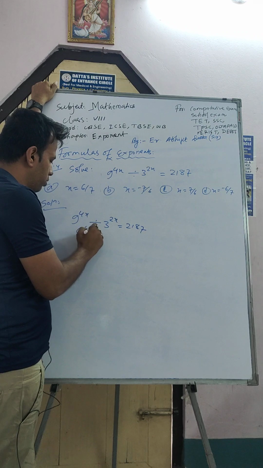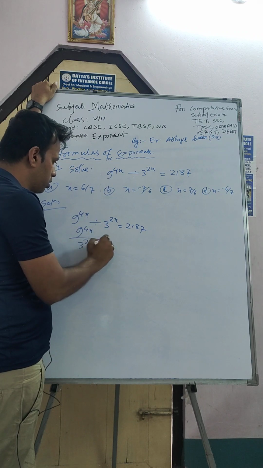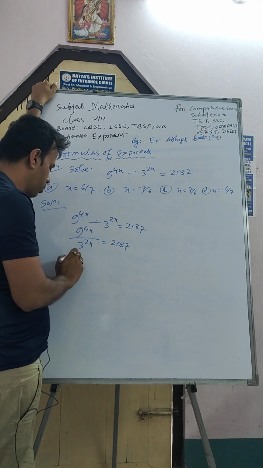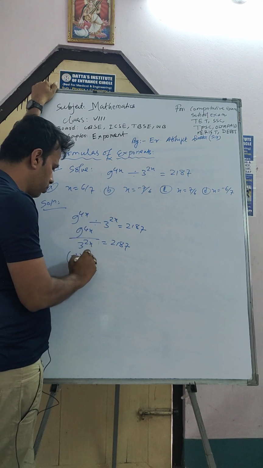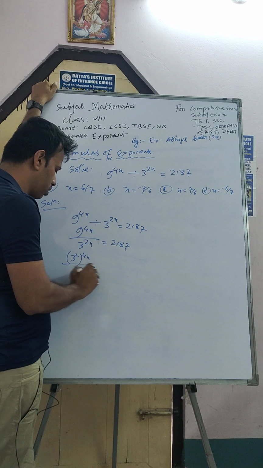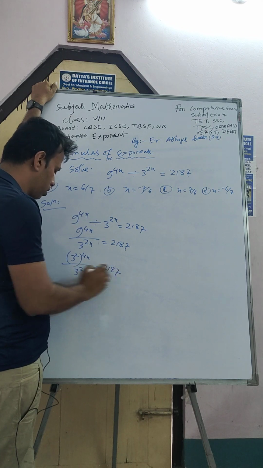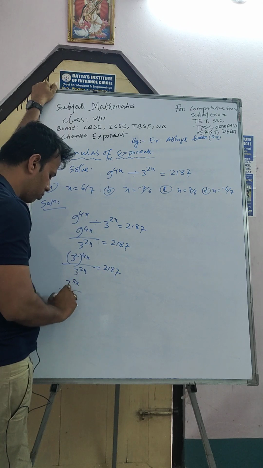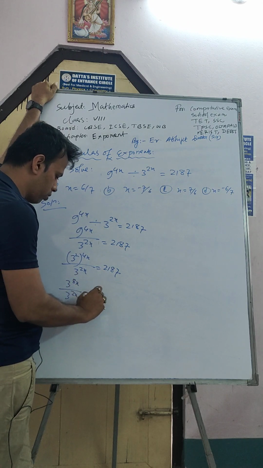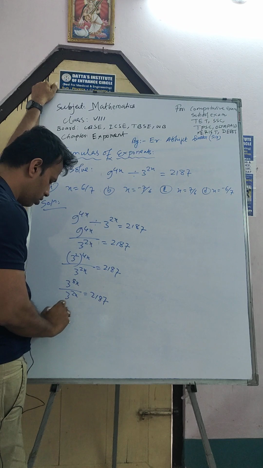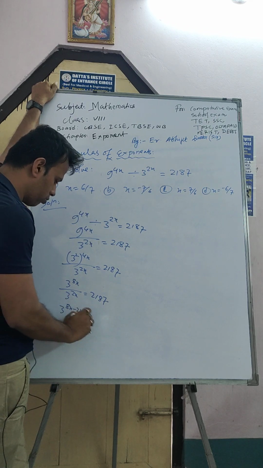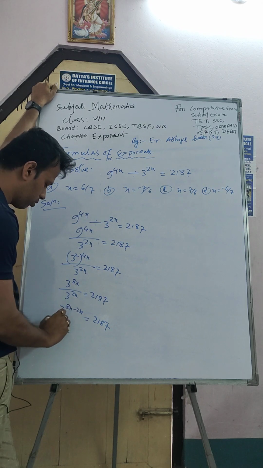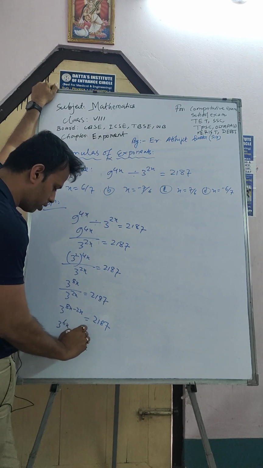It will be 9 to the power 4x by 3 to the power 2x is equal to 2187. So 9, we can convert it to 3 to the power 2, whole to the power 4x, by 3 to the power 2x, 2187. It will be 3 to the power 8x by 3 to the power 2x is equal to 2187. 3 to the power 8x minus 2x, that is 3 to the power 6x is equal to 2187. Okay.